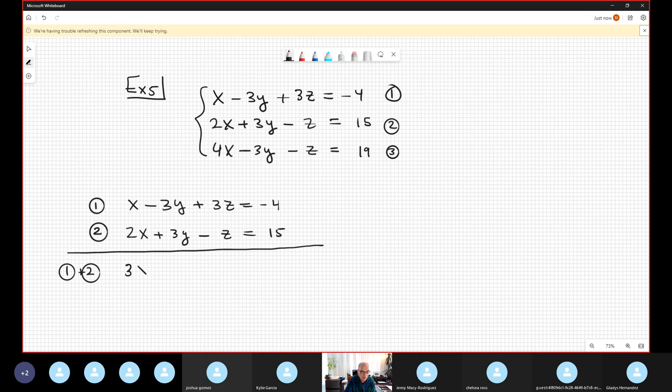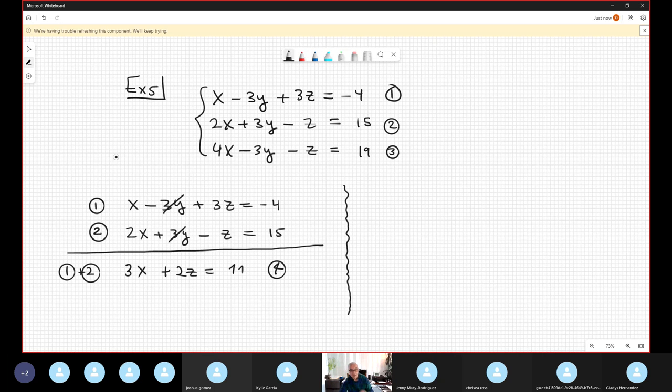This is 3X. Fantastic. This is canceled out, zero. Not necessarily to write. And three minus one is two, 2Z, equal to 11. I come from 11, which is 15 minus 4. Here I call it another name, equation 4. Everyone follow me so far?